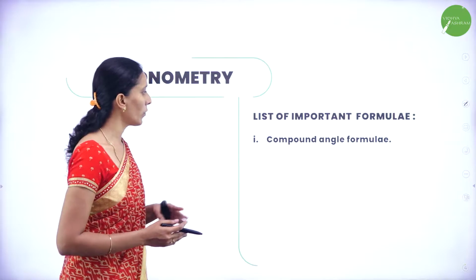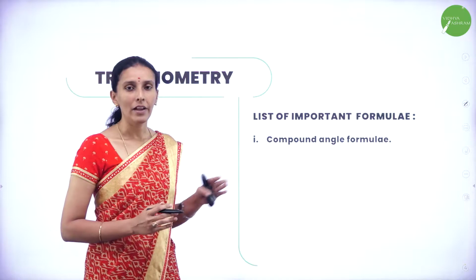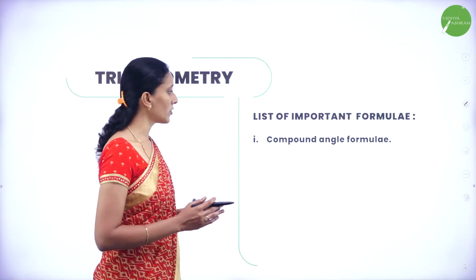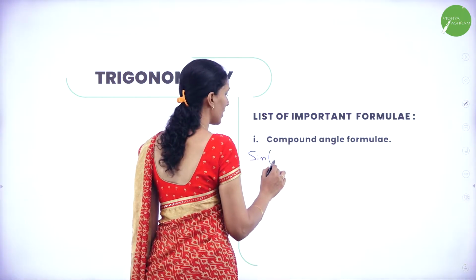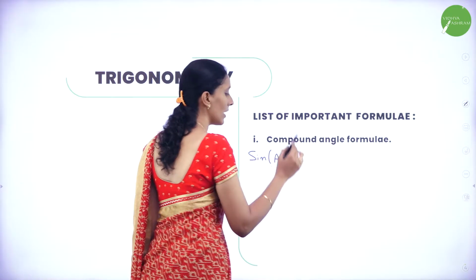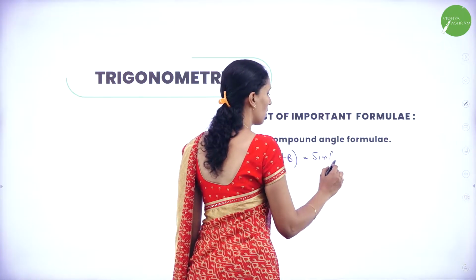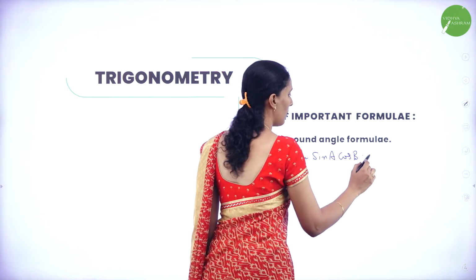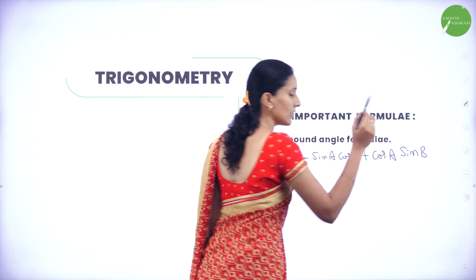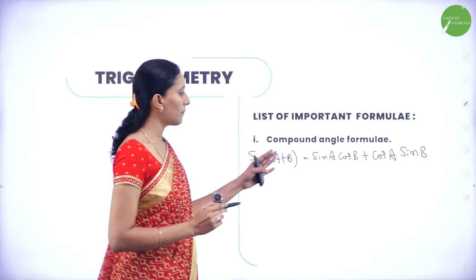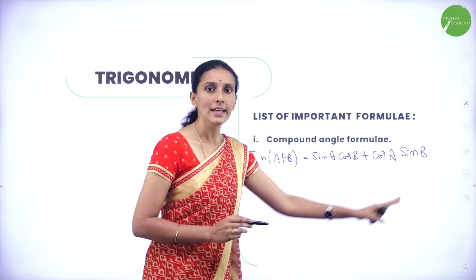For the first one, we have the compound angle formulas. So let us learn and write all the formulas related to compound angles. First, let me take sine of a plus b. Sine of a plus b is given by the formula sin a cos b plus cos a sin b. This is sin a plus b.